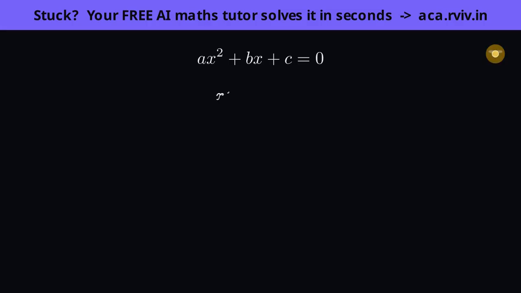First, our identity only worked when the square's coefficient was a plain one, so divide the whole equation by a and move the constant across.